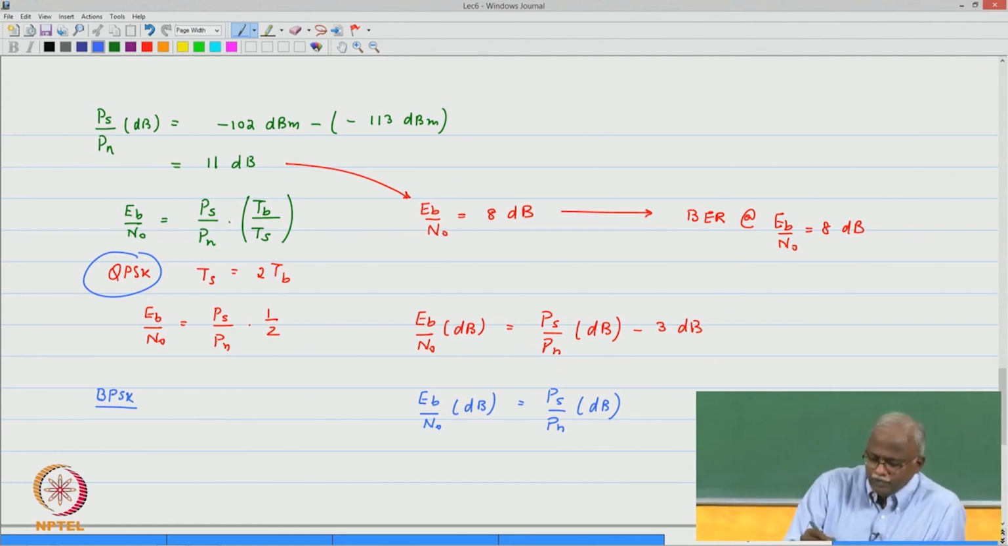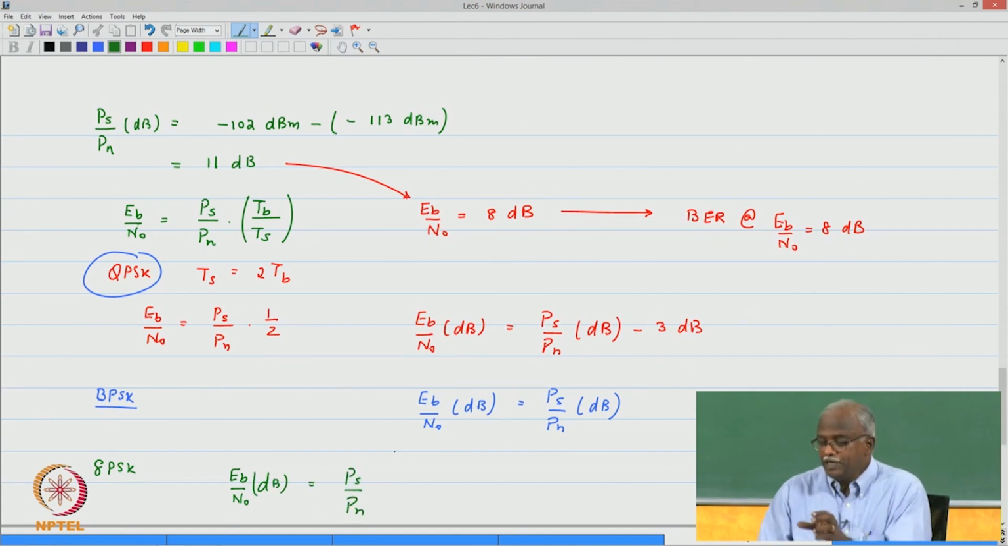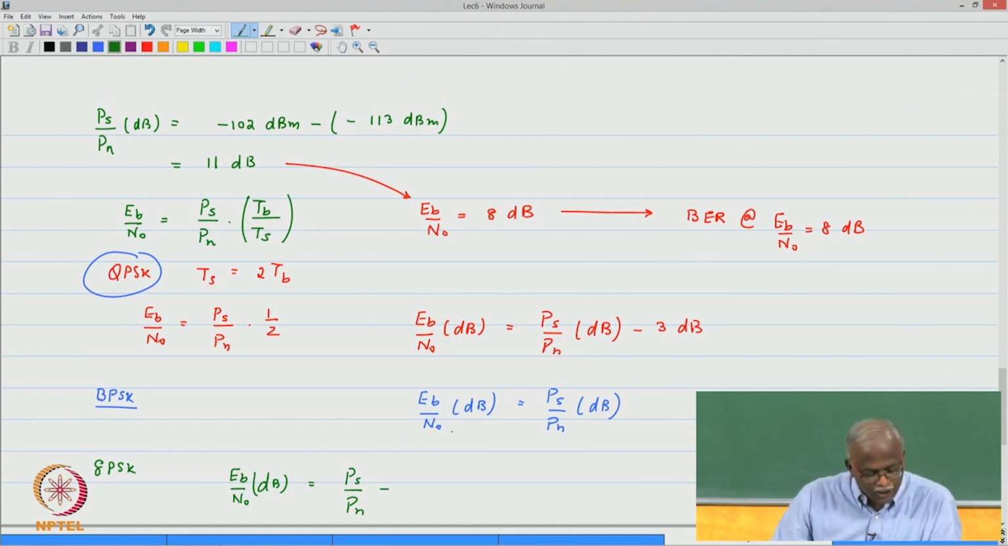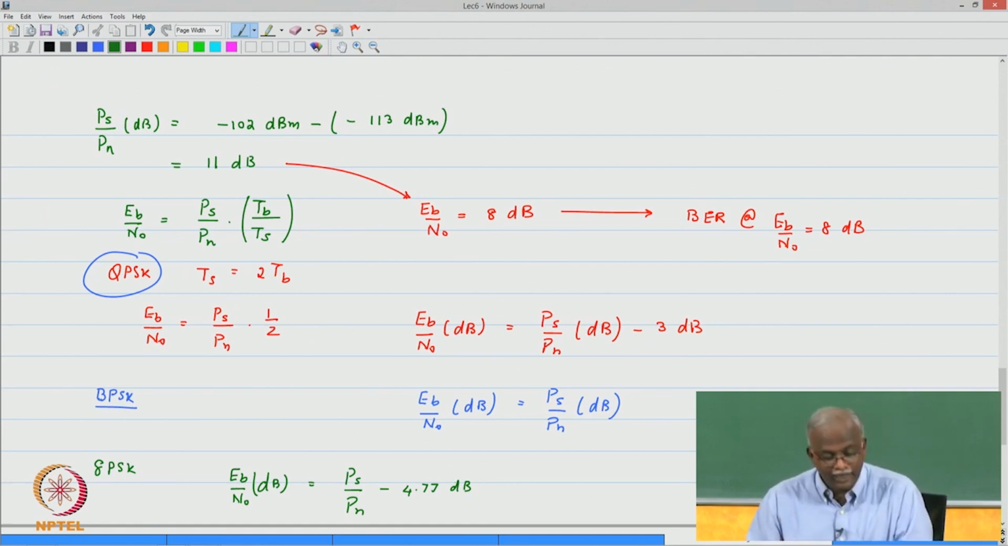Now, just for one more illustration, if it had been 8 PSK, Eb by N naught in dB would have been PS by Pn in dB. The Tb by Ts now would be a factor of 1 by 3, and if you were to convert it into dB scale, this would translate into minus 4.77 dB. Okay. So, keep in mind that this is the way that we would like to understand.